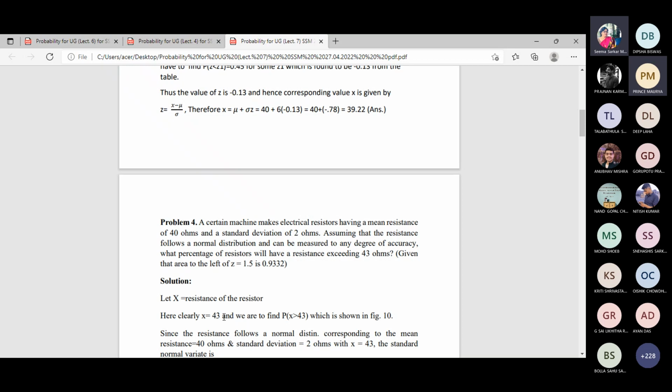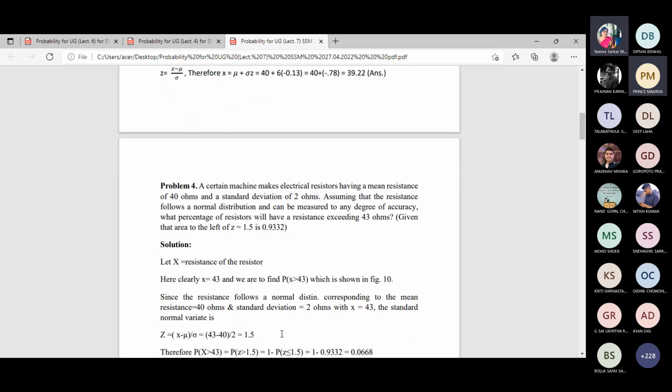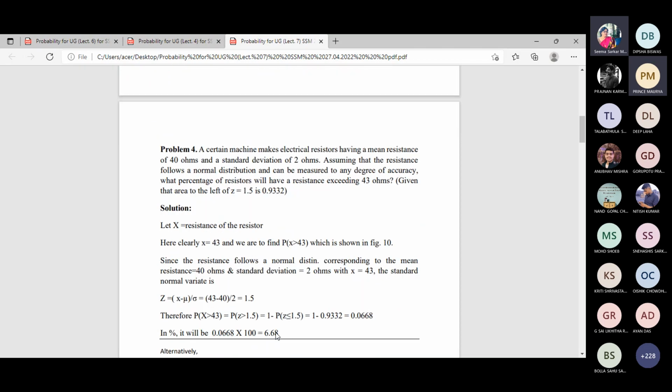And when X is equal to 43, what will be your Z value? That can be determined. So we have determined Z will be equal to 1.5. When X is equal to 43, your mu is 40, sigma is 2, Z is equal to 1.5. So probability that X is greater than 43 is the same as probability that Z is greater than 1.5. And because area is always given to the left of the ordinate, I have transformed this as 1 minus probability that Z is less than or equal to 1.5. This area to the left of Z equal to 1.5 is given as 0.9332. So 1 minus 0.9332 will give you the required area.